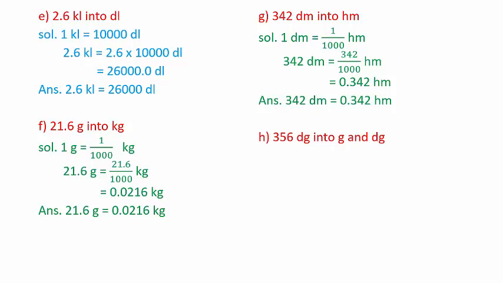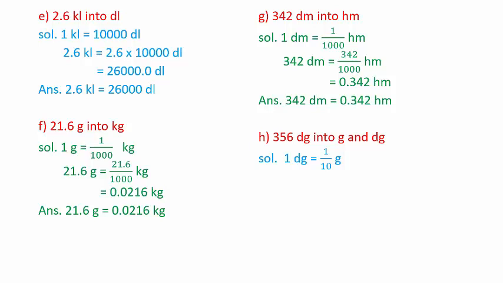Next question. 356 decigram into gram and decigram. Okay, so we need to convert 356 decigram into gram and decigram. So converting decigram into gram, we need to divide it by 10. Since decigram is a smaller unit and gram is a bigger unit, the relation between them is 1 decigram equals 1 by 10 gram.